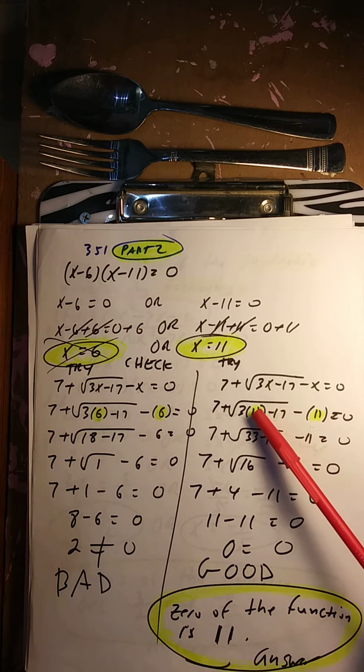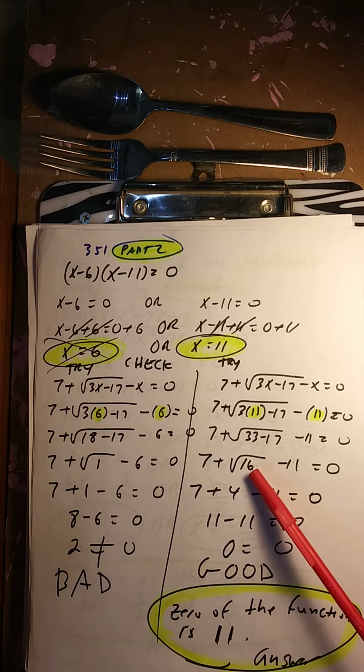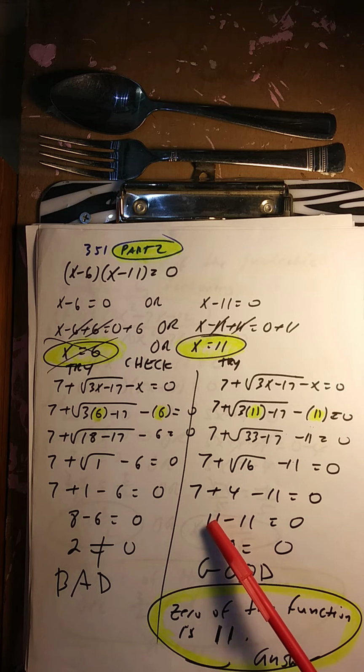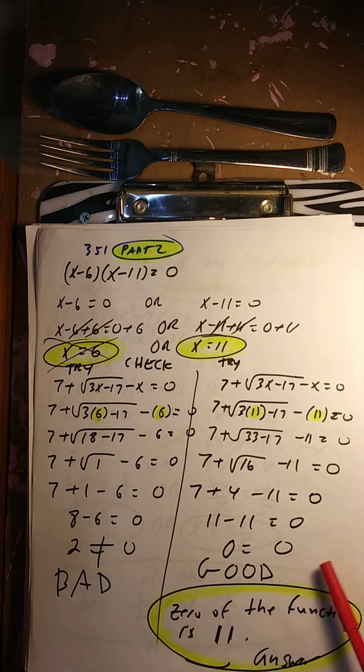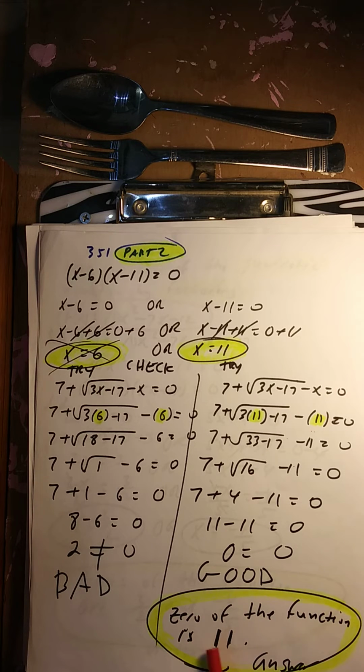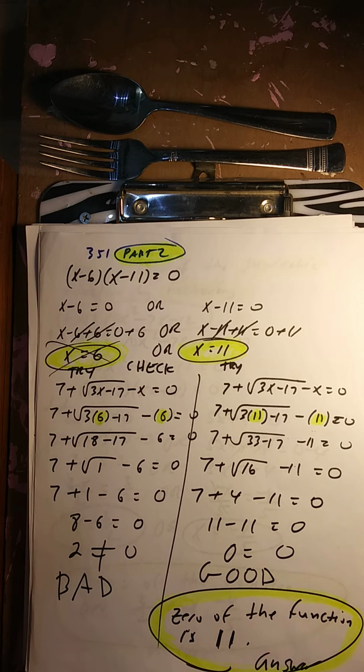Over here, put the 11. 3 times 11 is 33. 33 minus 17 is 16. Square root of 16 is 4. 4 plus 7 is 11, minus 11. 0 equals 0. Yes. That's it. That was a good answer. So the zero of the function is what? 11. Just 11. That's all. Only that one.